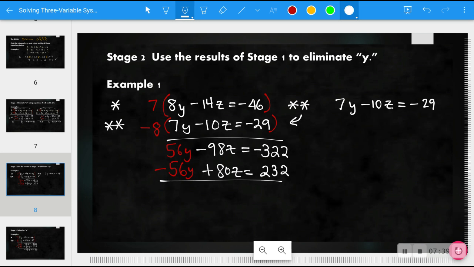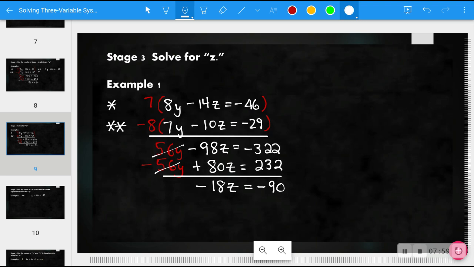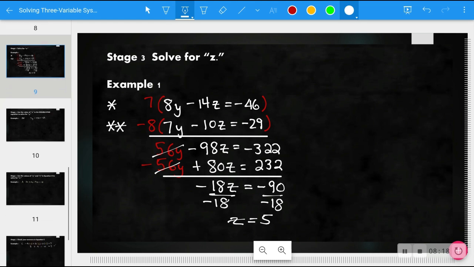Okay, we're going to add these, and it will eliminate the y, which is our purpose, and we get negative 18z equals negative 90. Okay, stage 2 is over. We've eliminated the y. You can probably anticipate what I'm going to do next. Stage 3 is solve for z. So here's where we left off, and I'm just going to divide both sides by negative 18. This is a very easy step. So we now know that the value of z is 5, and that actually is the hardest part, is finding that first value. The way I've prescribed, you're going to always find z first.